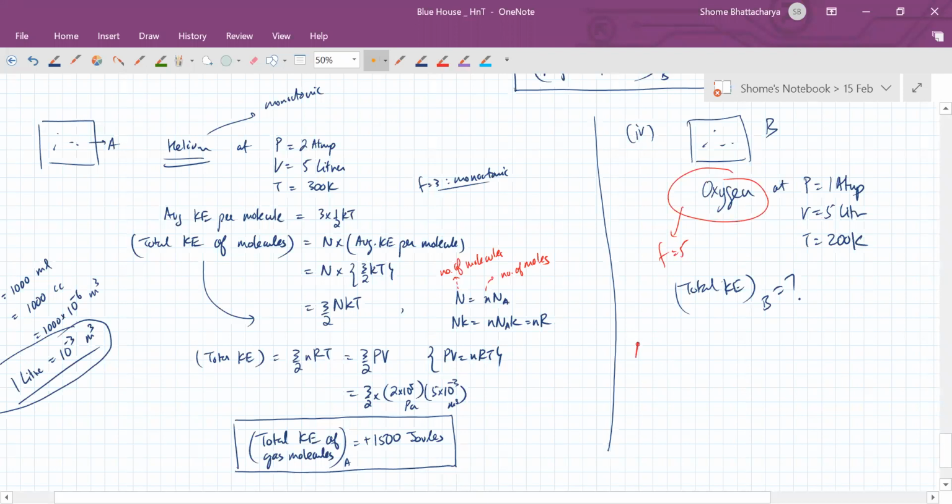So average kinetic energy per molecule is 5 by 2 kT. So total kinetic energy will become number of molecules into 5 by 2 kT. So that is 5 by 2 nRT. So 5 by 2 PV. That will be the formula over here.